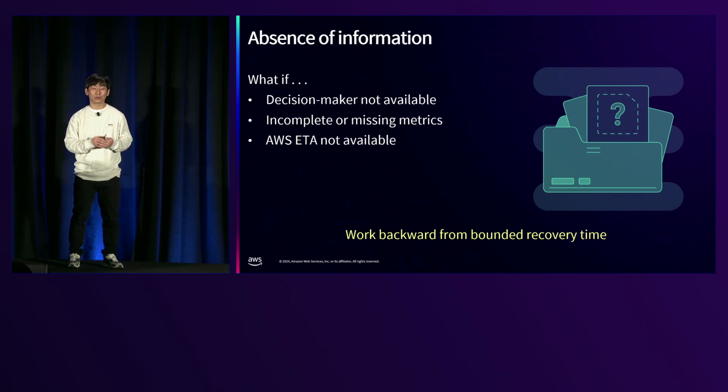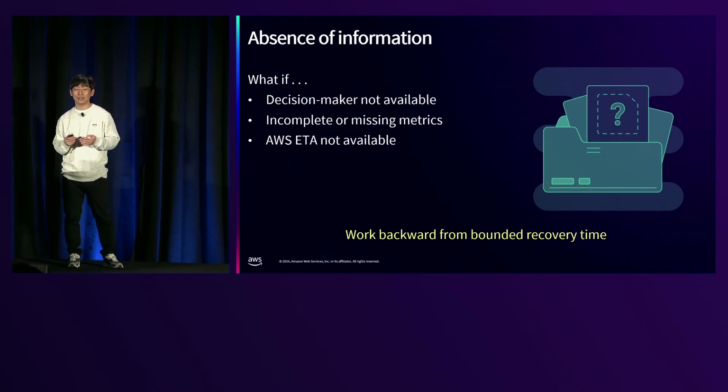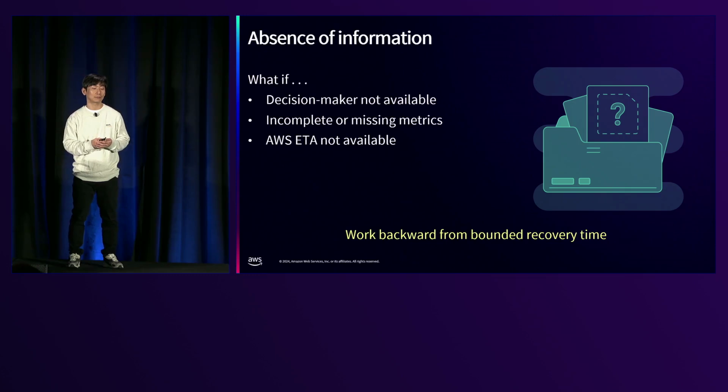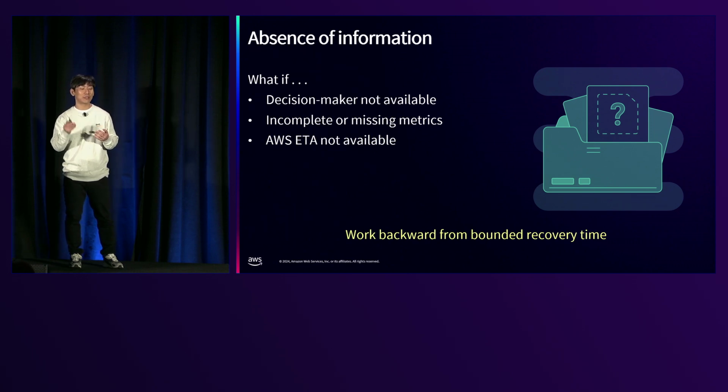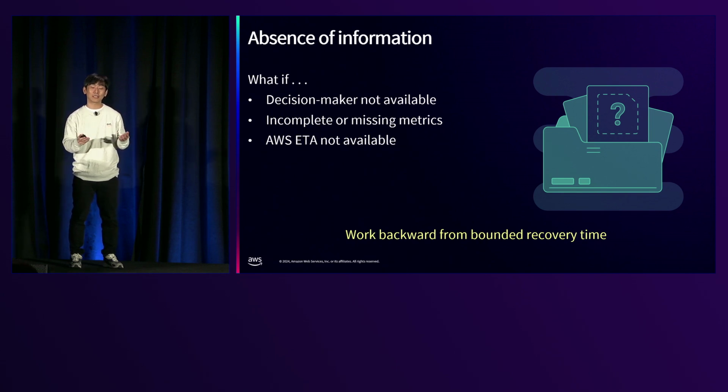Another common scenario is when there's an AWS service event in progress. You might not always have a clear ETA for recovery. In these situations, it's important to work backward from your bounded recovery time, which is the maximum downtime your business can tolerate, defined as part of your business continuity planning. For example, if your business can tolerate up to 2 hours of downtime, and failing over takes 30 minutes, but you've already been down for an hour without an ETA, you'd need to initiate a failover to meet your objectives, working backward from your 2-hour bounded recovery objective.